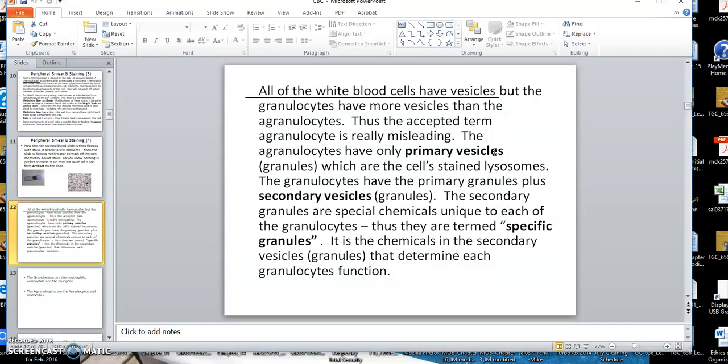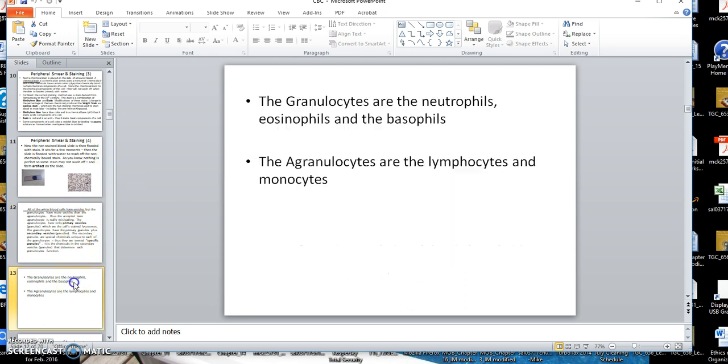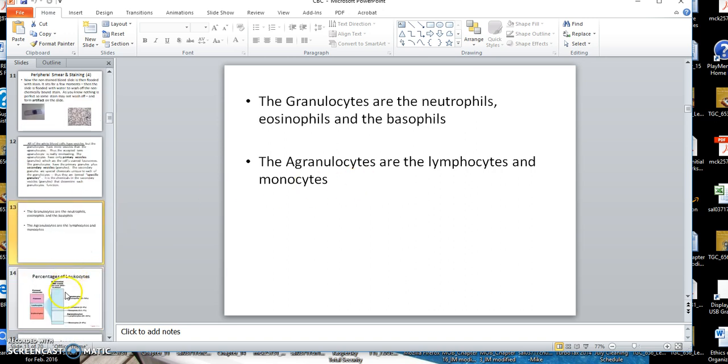Those particular granules, i.e. vesicles, contain chemicals specific to the function of each kind of white blood cell of that nature, neutrophils, eosinophils, and basophils. So again, the granulocytes are the neutrophils, eosinophils, and basophils, and the agranulocytes, which only have the primary granules, the stained lysosomes, are lymphocytes and monocytes.